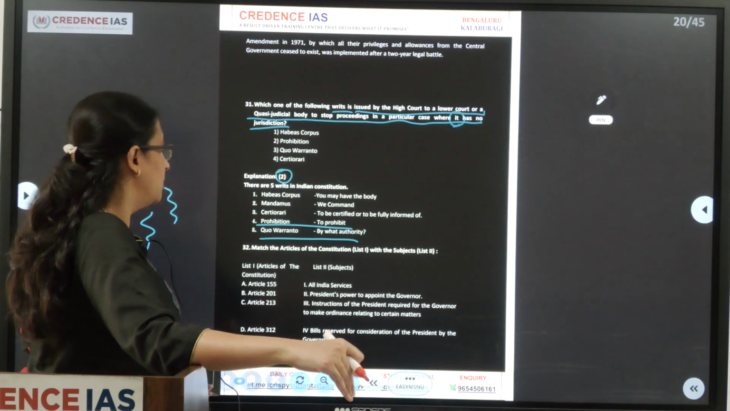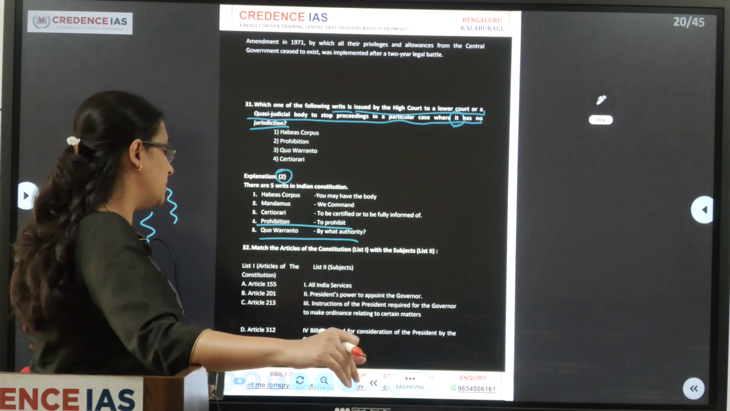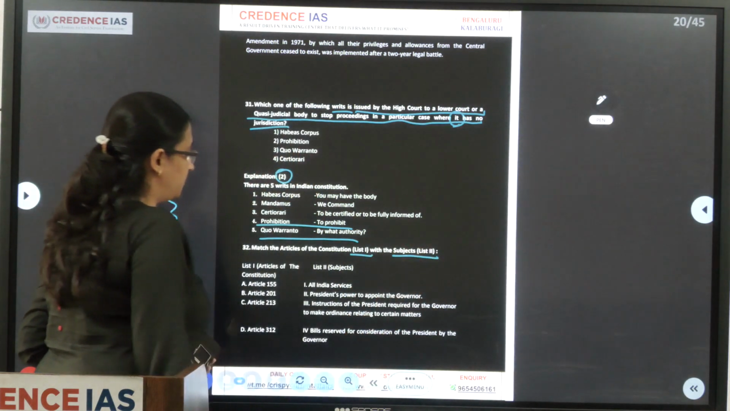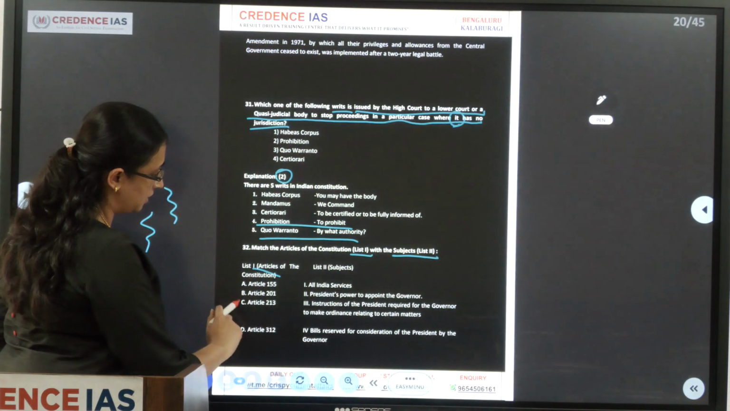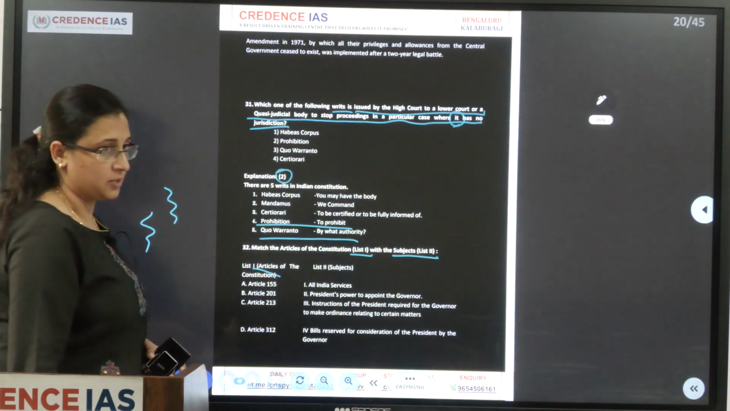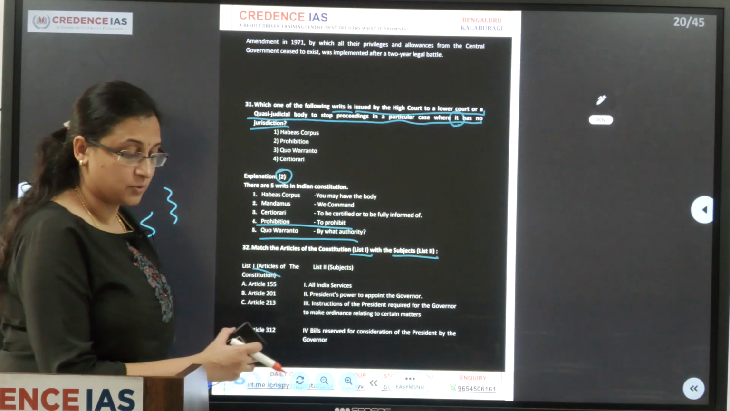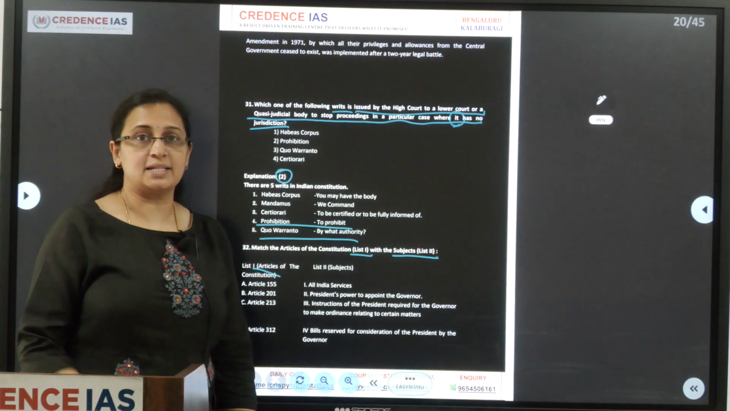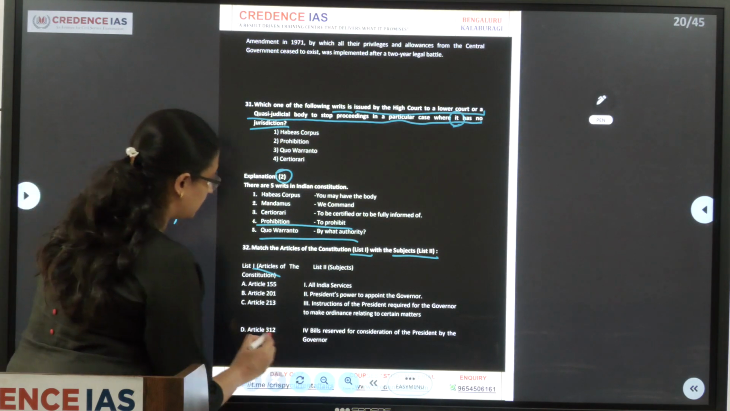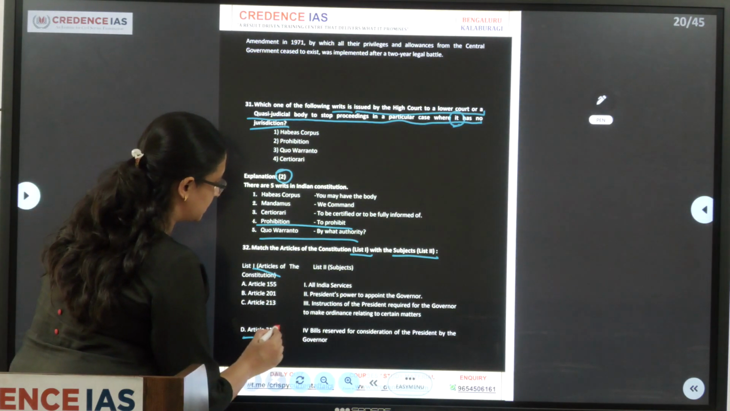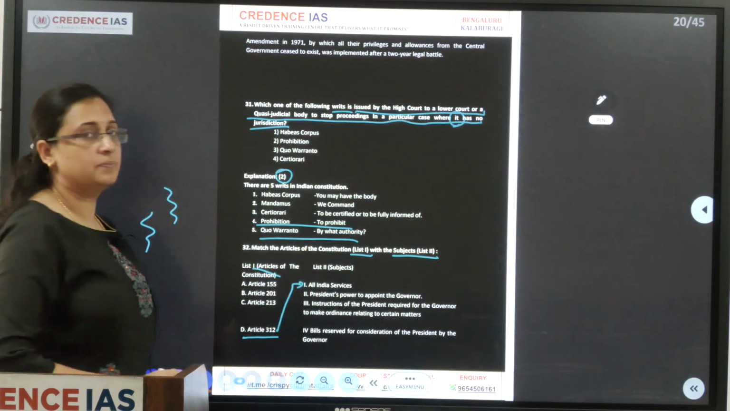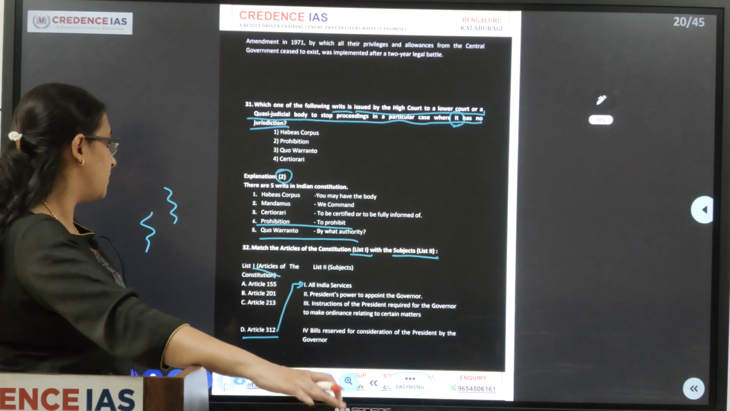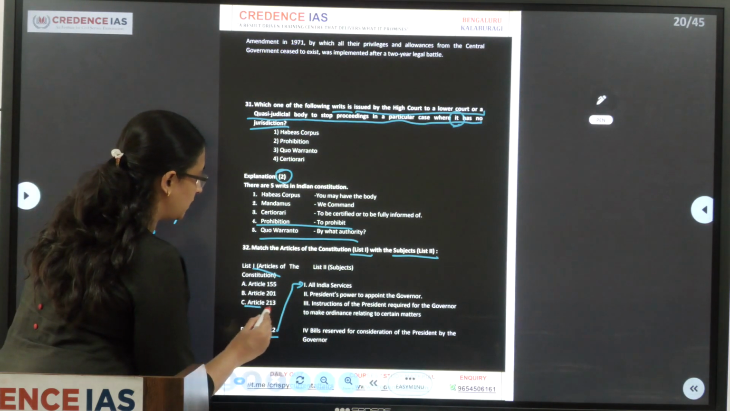Coming to the next question: match the articles of the Constitution, List 1, with the subjects in List 2. Article 155, Article 201, Article 213, Article 312. Here we have to match to the right side. As civil service aspirants, we should know that Article 312 deals with All India Services. Okay, so the next easy one to match here is Article 213.